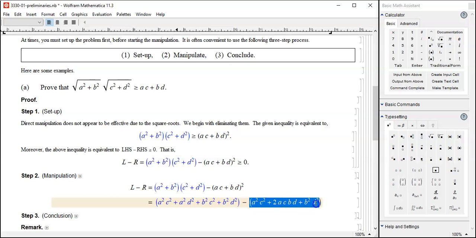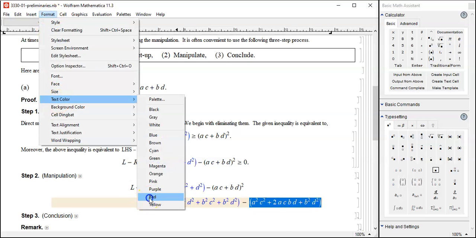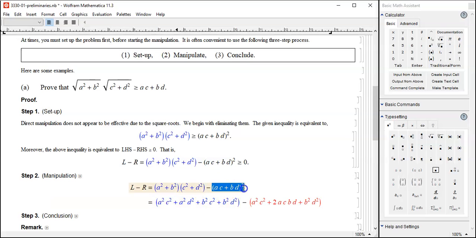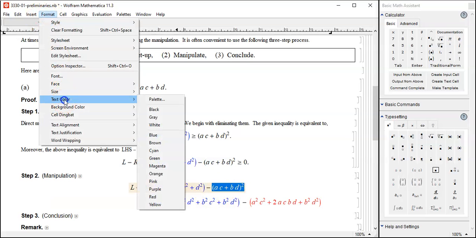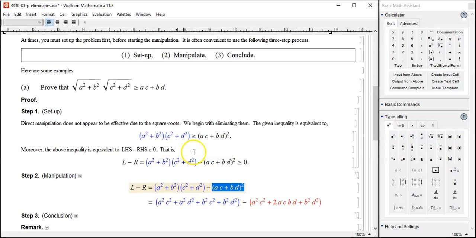And then this one is the red term. And that'll help you understand this manipulation. Please bear with me. Okay, all right. So we want to prove this.